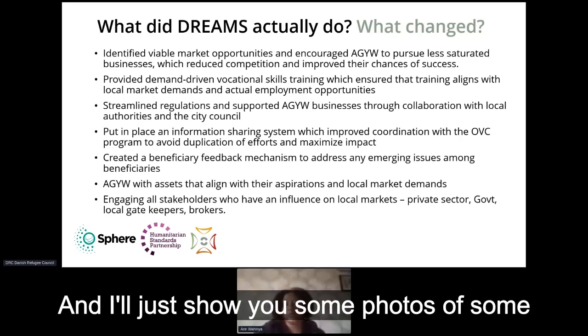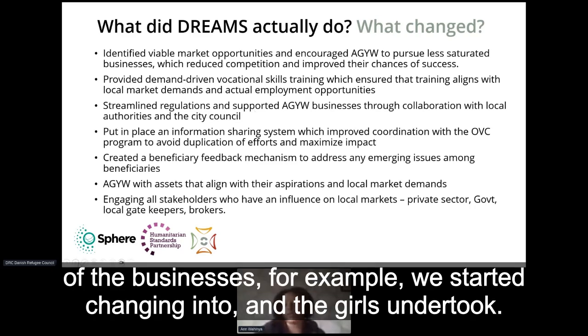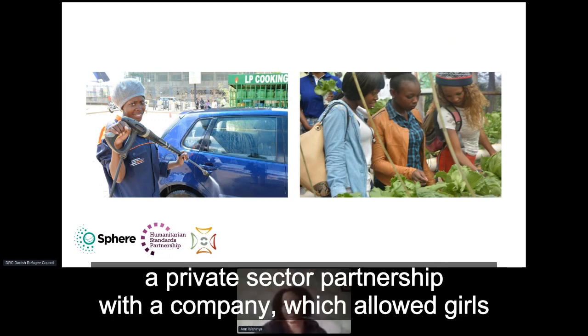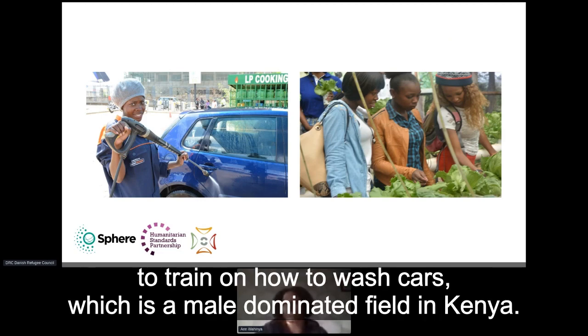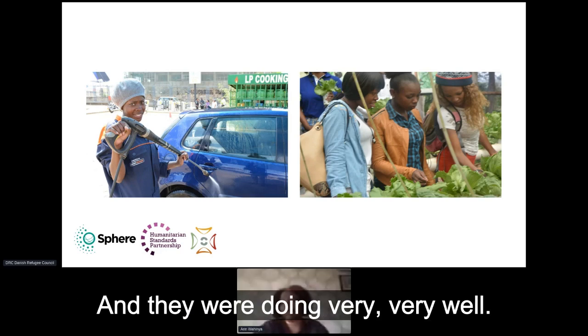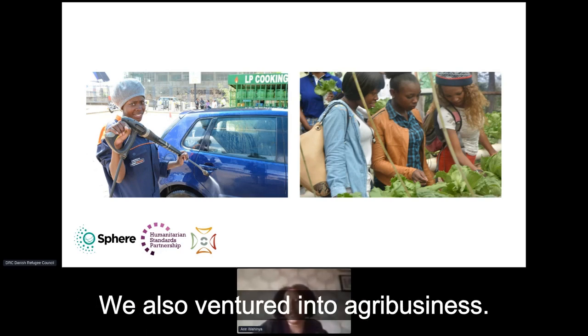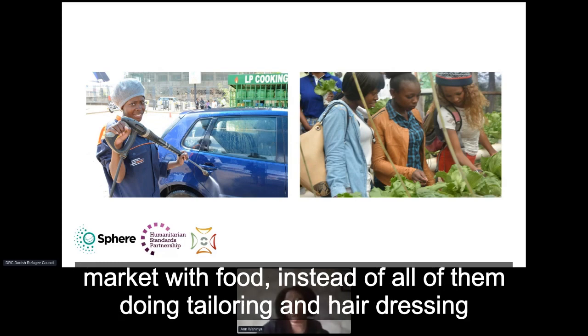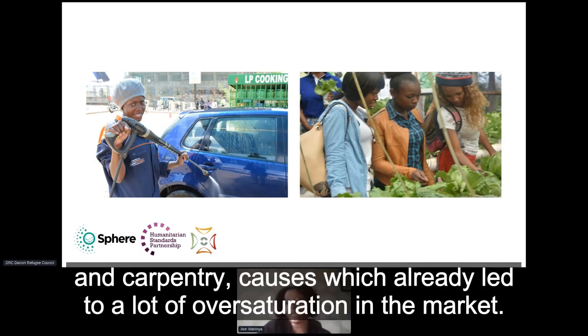And I'll just show you some photos of some of the businesses that the girls undertook. We established, for example, a private sector partnership with a company which allowed girls to train on how to wash cars, which is a male-dominated field in Kenya. And they were doing very, very well. We also ventured into agribusiness. There were girls who are now doing agribusiness and supplying the local market with food, instead of all of them doing tailoring and hairdressing and carpentry, courses which already led to a lot of oversaturation in the market.